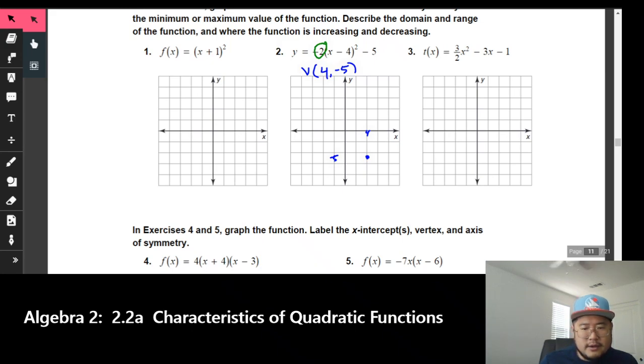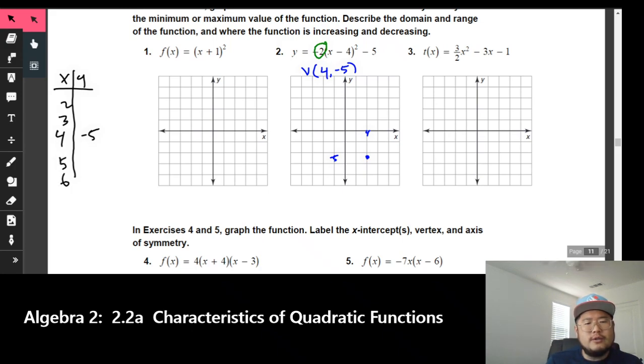So if we want to find the remaining points right here, now on this one, you probably should make a graph or make yourself a table because we're not dealing with the parent function anymore. Like I said, you might be better off using a separate sheet of paper because you're going to run out of space. So we have x and y. We got 4, -5, and we could plug in numbers like 5 and 6, 3 and 2.